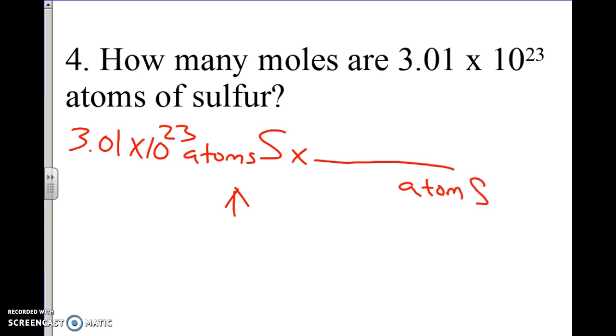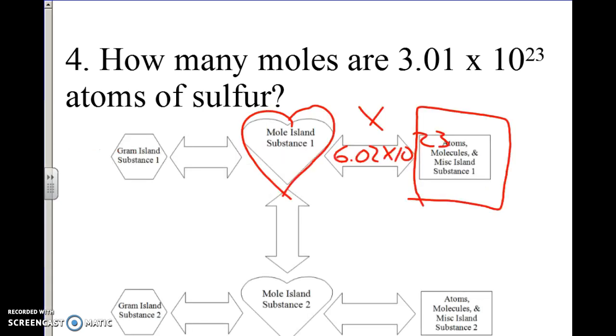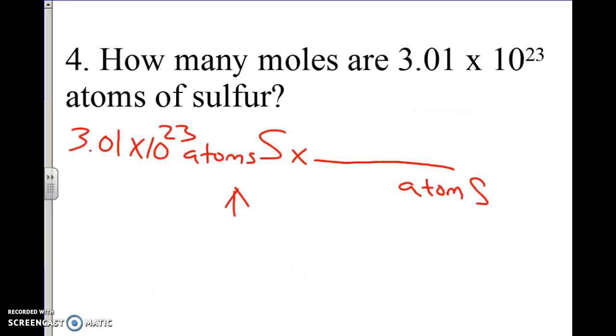If we go back and we look at that mole map, we're right here. And we want to go this direction to moles. And since there is a bridge there, we can do it in 1 step. So from atoms of sulfur, we can go to moles of sulfur. We just went across 6.02 times 10 to the 23rd bridge. So 6.02 times 10 to the 23rd needs to go with one of these 2 labels.